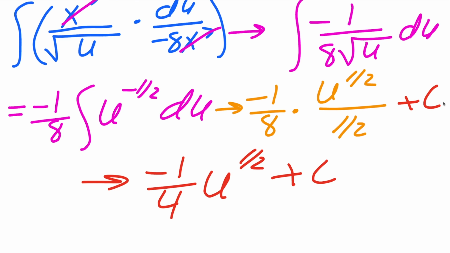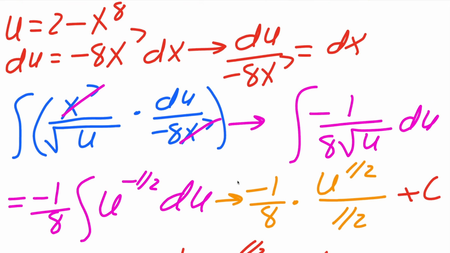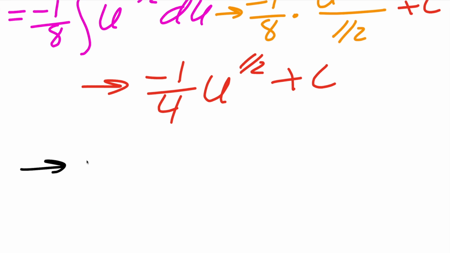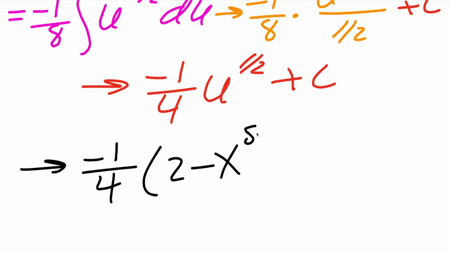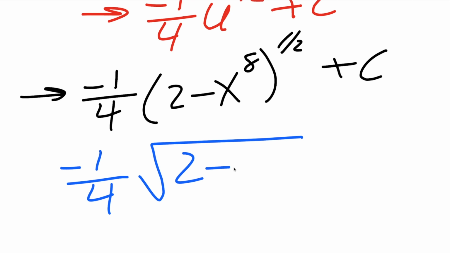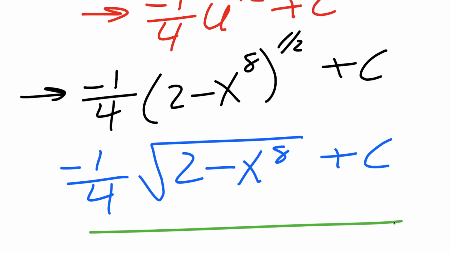Now we have one more step, and that's to replace u with what we said it was. So u is 2 minus x raised to 8. So we can say our answer will be negative 1/4, and we said u was 2 minus x raised to 8, close parentheses, raised to 1/2 plus c. And we can do one more step. Instead of saying raised to 1/2, you could use the square root symbol. Totally up to you. So you could say negative 1/4 times the square root of 2 minus x raised to 8 plus c. And this right here would be our final answer.